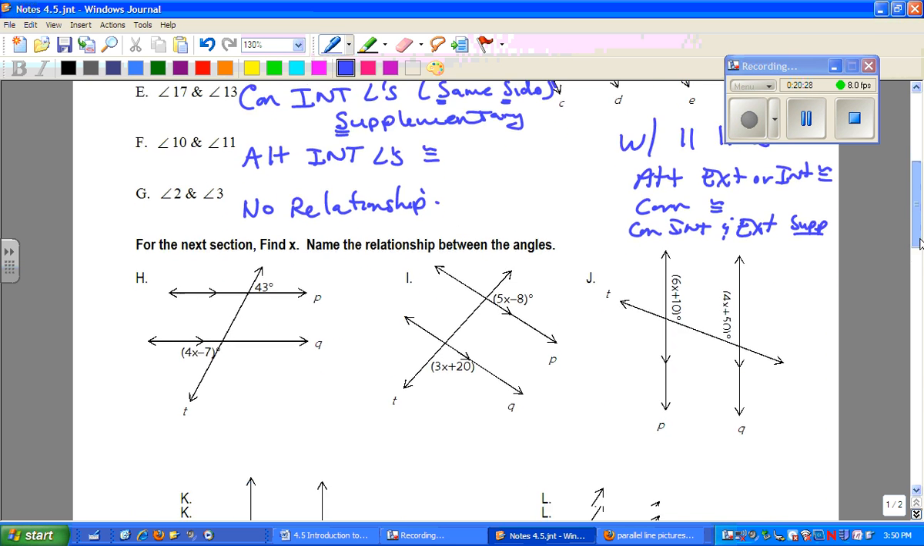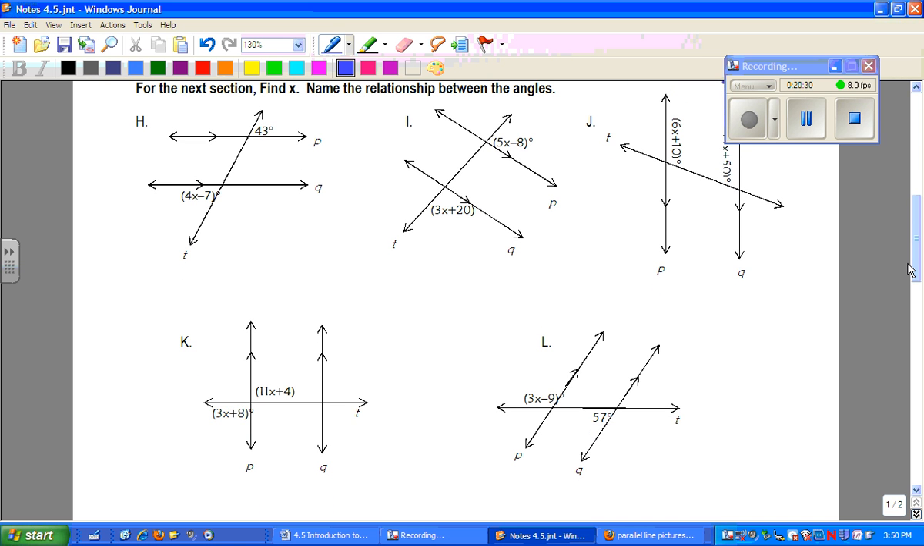All right, let's speed it up. We're done after we get to L. Okay, so for the next section here, we're going to find X. So we're going to name the relationship, and then we're going to decide if they're congruent, we set them equal. If they're supplementary, we add them to equal 180.